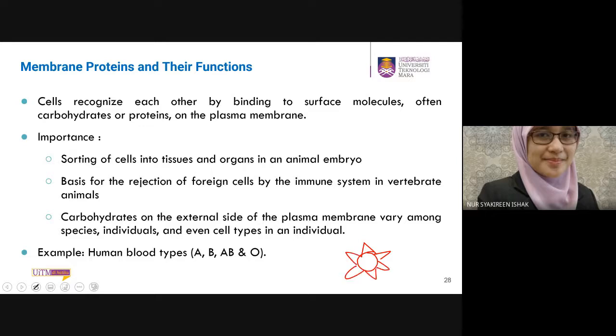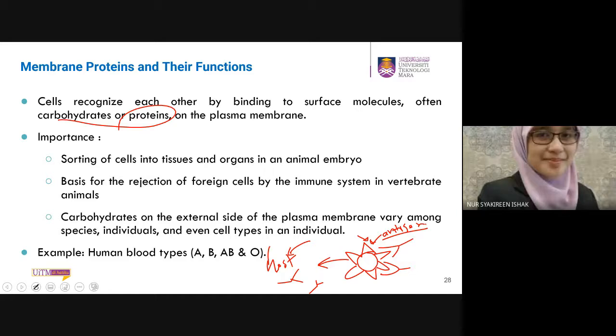Okay, so virus dekat surface dia akan ada antigen. So this antigen is from the carbohydrates that bind to the protein, kan? So that forms the antigen. So when the antigen enters into the host body, the host will produce antibody that will attack the antigen on the surface of the pathogen. So bila masuk, the antibody binds.